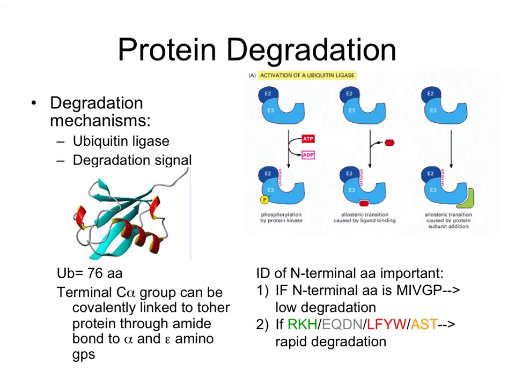And you can have activation of the E2, E3 complex either in the presence of ATP by phosphorylation, or an allosteric transition caused by ligand binding, or allosteric transition caused by protein subunit addition. The identity of the N-terminal amino acid is important. So if the N-terminal amino acid is methionine, isoleucine, valine, glycine, or proline, there's low degradation. If it's RKH, EQDN, LFYW, AST, they undergo rapid degradation.